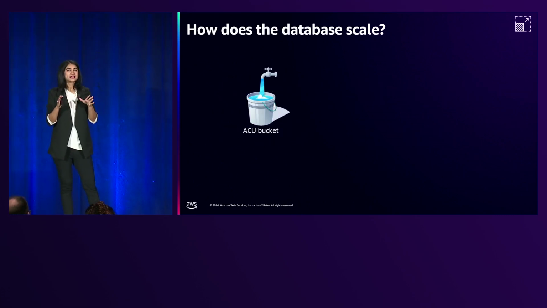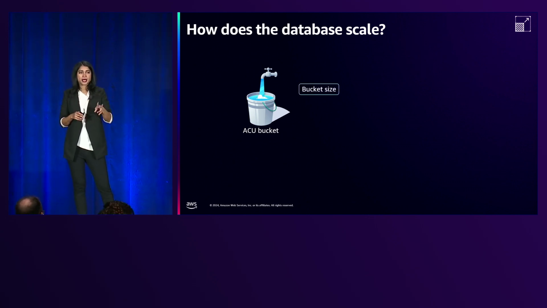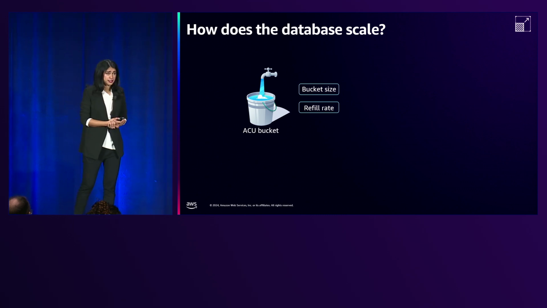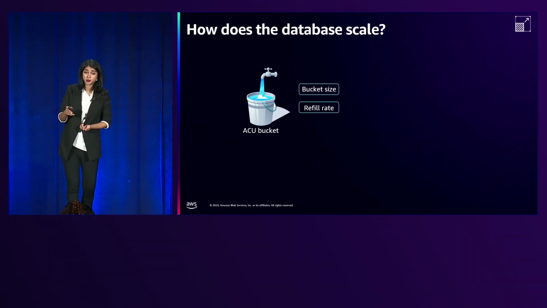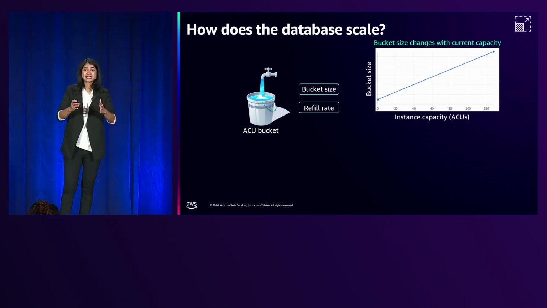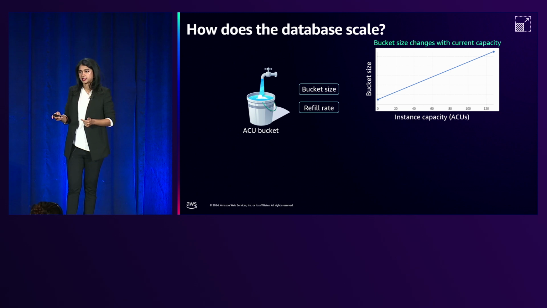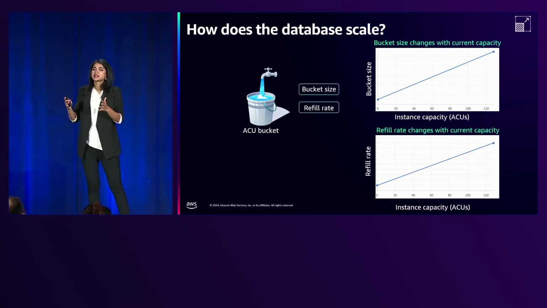Now, let's talk a little bit under the hood about how this scaling algorithm works. Imagine the database has a bucket of ACUs, which is characterized by 2 parameters: your bucket size, so how big this bucket is, and the refill rate, so how quickly we can continue to refill the bucket. These 2 parameters are also variable. The first graph shows how the bucket size varies. As the database capacity gets bigger and bigger, the bucket size that the database gets is also bigger and bigger. And the same for the refill rate: as the database capacity gets bigger, it'll refill at a faster and faster rate.